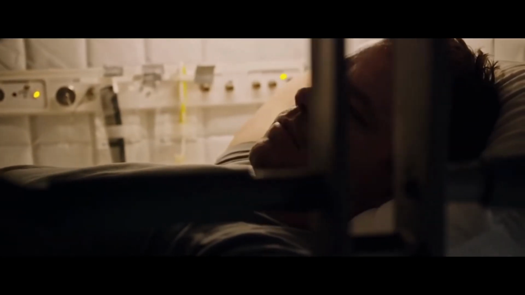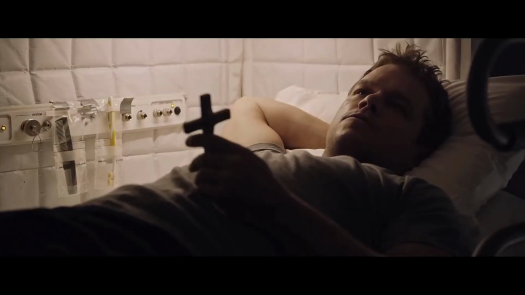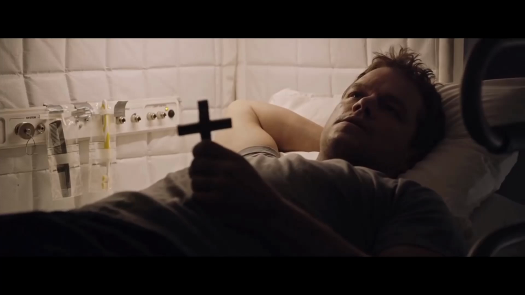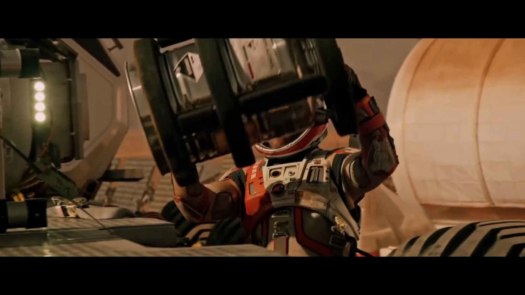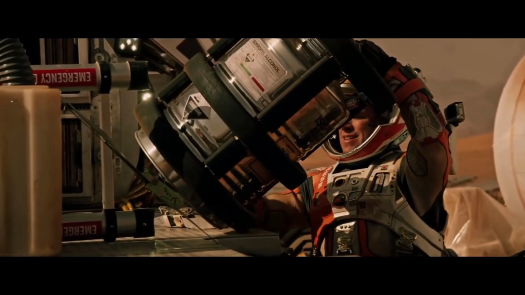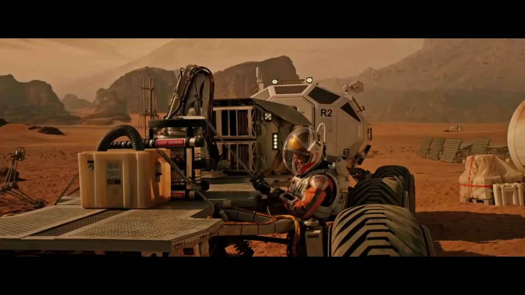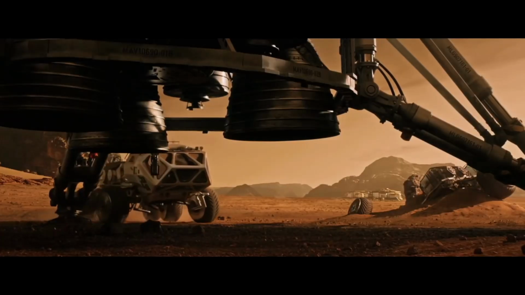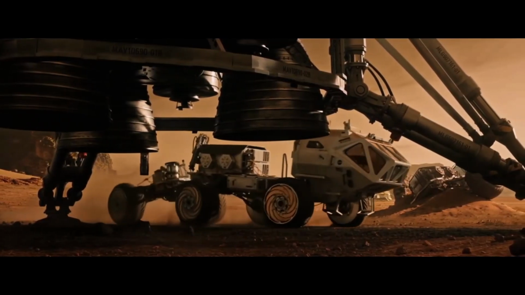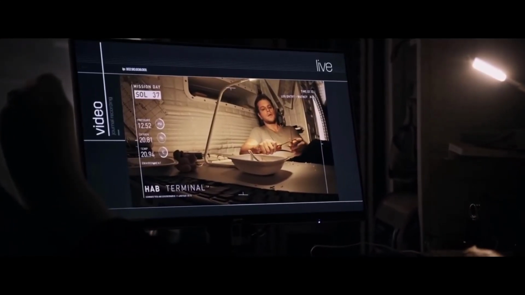The problem is water. I have created 126 square meters of soil, but every cubic meter of soil requires 40 liters of water to be farmable. So I gotta make a lot more water. Good thing is I know the recipe. You take hydrogen, you add oxygen, you burn.